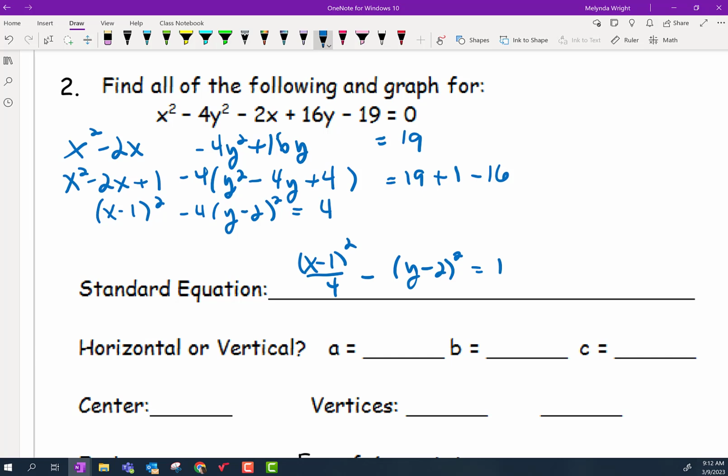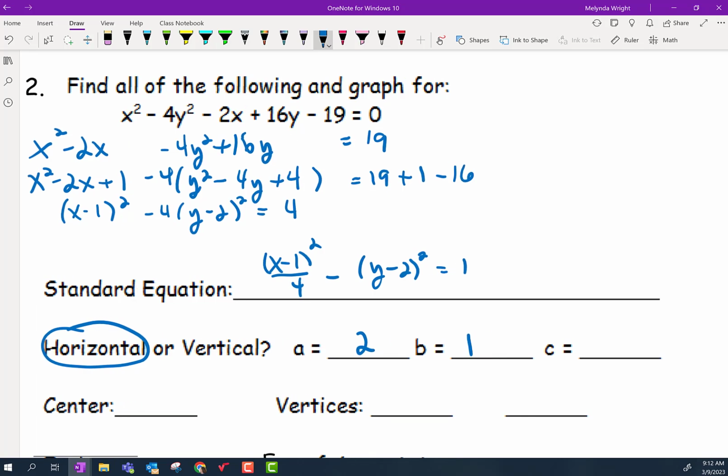In this case, is it horizontal or vertical? Well, the x is the positive one. That means it's horizontal. That x is the positive fraction, which makes it horizontal. a is 2, b is 1. Let's use our little formula: a squared plus b squared equals c squared. So 5 is c squared, so c is plus or minus root 5. We can read the center out of our formula. The center is (1, 2).